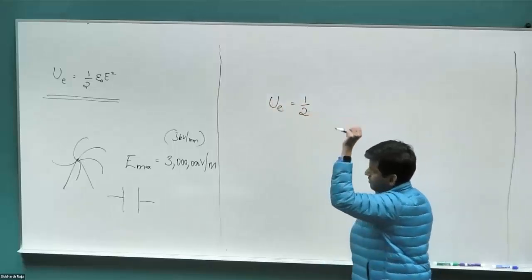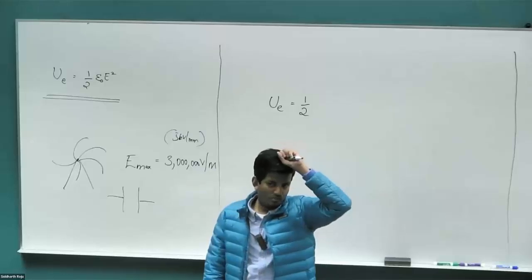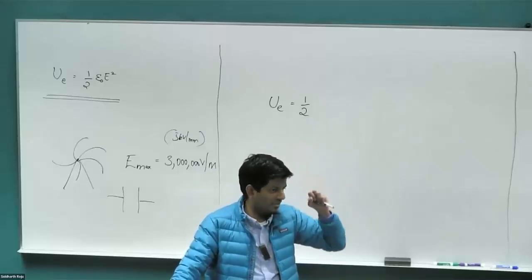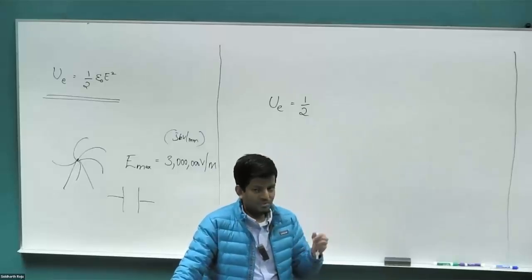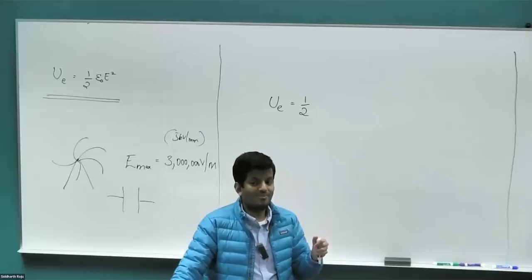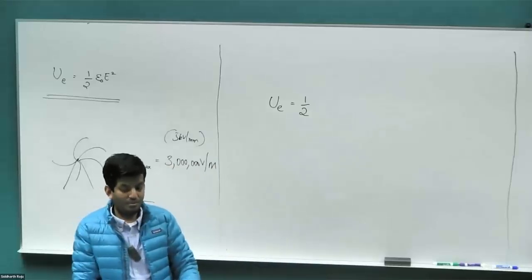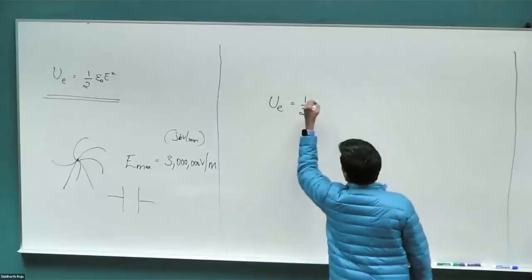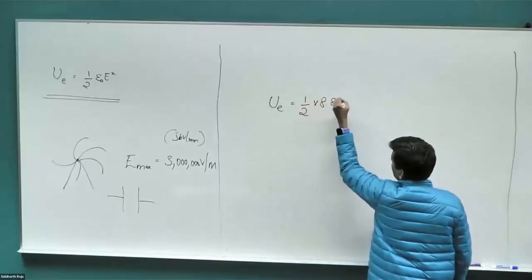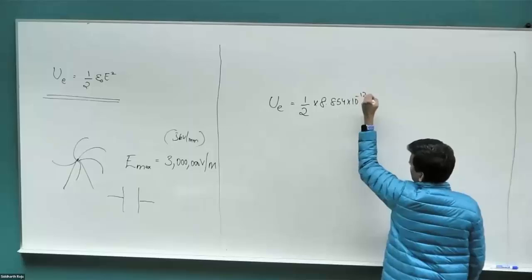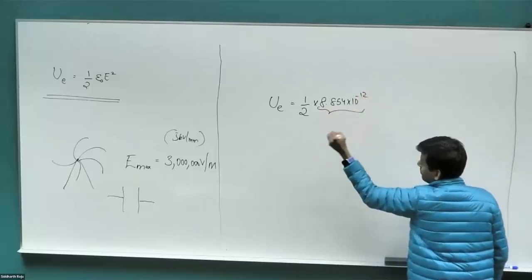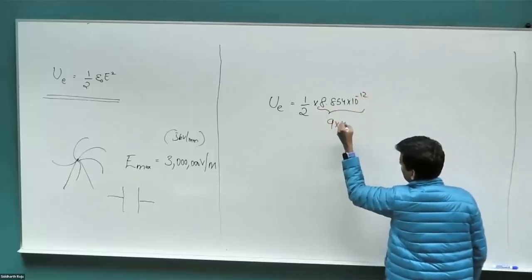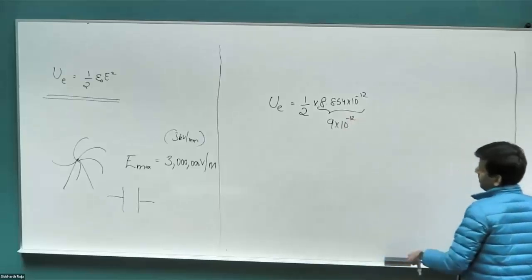Anybody remember the value of epsilon naught? Permittivity of free space? A rough number is also okay? Yep. 3.85 times 10 to the power minus 12. Perfect. 0.54. By the way, don't feel bad if you don't remember. I had to look it up before class. I keep forgetting it every time. I just remember it as 9 into 10 to the power minus 12.